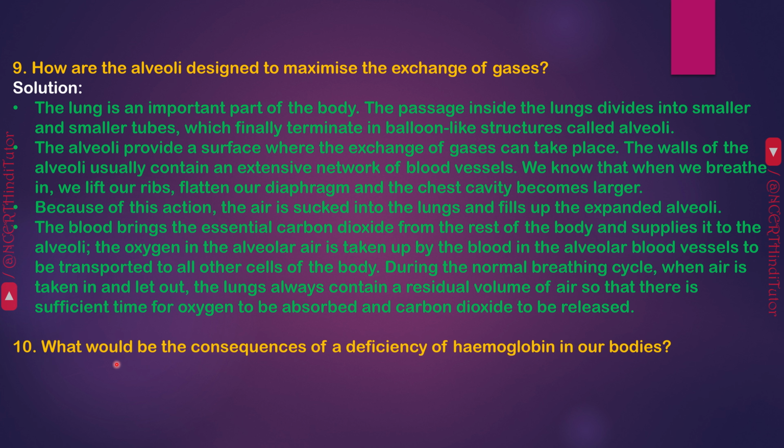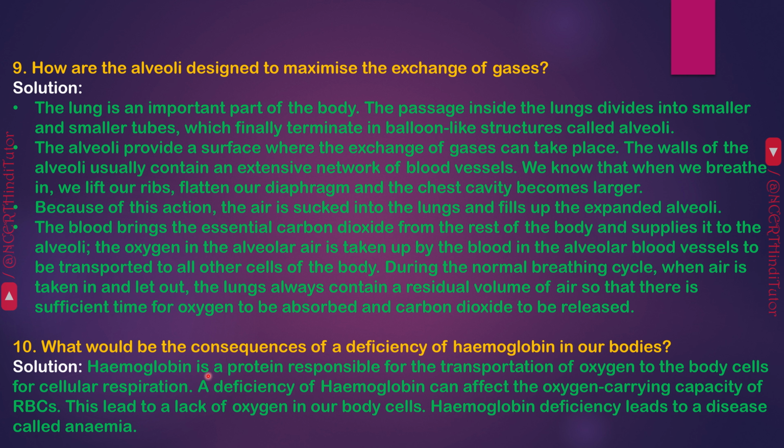Question 10. What would be the consequences of a deficiency of hemoglobin in our bodies? Answer. Hemoglobin is a protein responsible for the transportation of oxygen to the body cells for cellular respiration. A deficiency of hemoglobin can affect the oxygen carrying capacity of RBCs, that is, red blood cells. This leads to a lack of oxygen in our body cells. Hemoglobin deficiency leads to a disease called anemia.